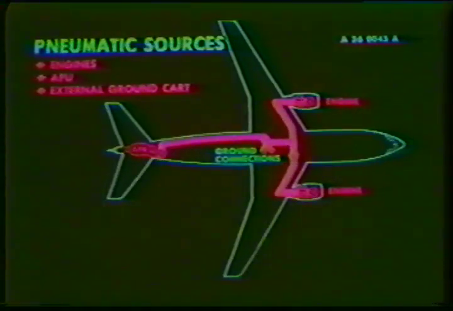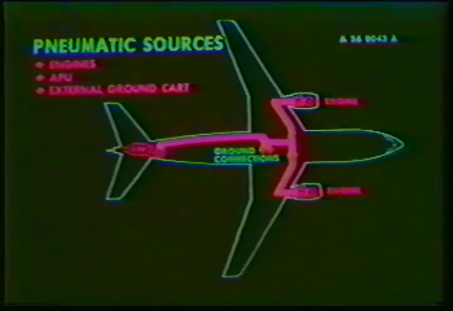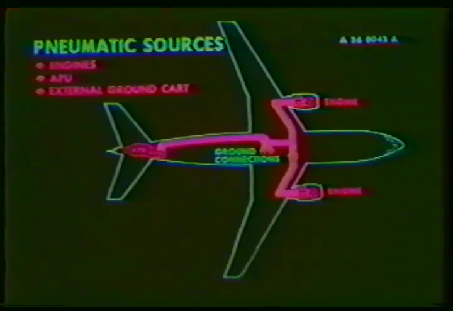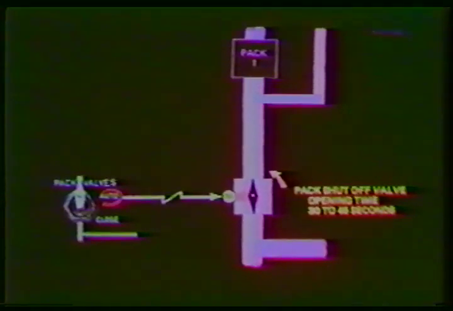The management is carried out from the second officer's panel. The supply comes from the pneumatic system. This can be from the engines, APU, or external cart connection. The supply system is controlled by a pack valve. The pack valve is operated by an electrical motor, and its transit time is about 45 seconds. The reason for the slow transiting is to avoid sudden pressure surges in the cabin.